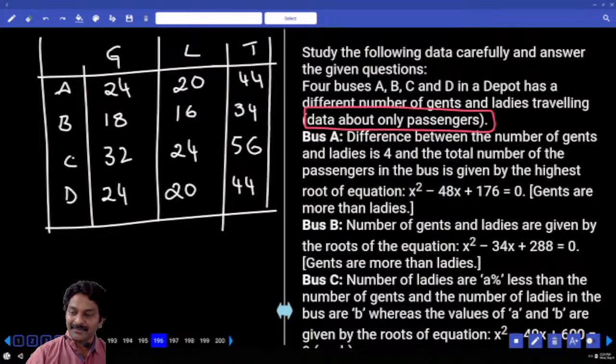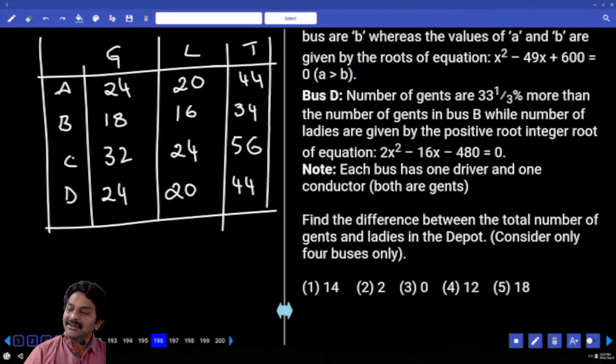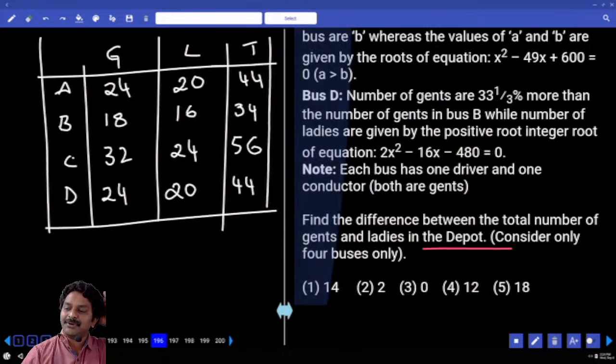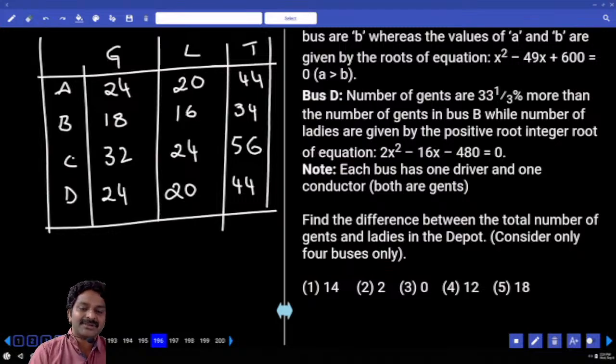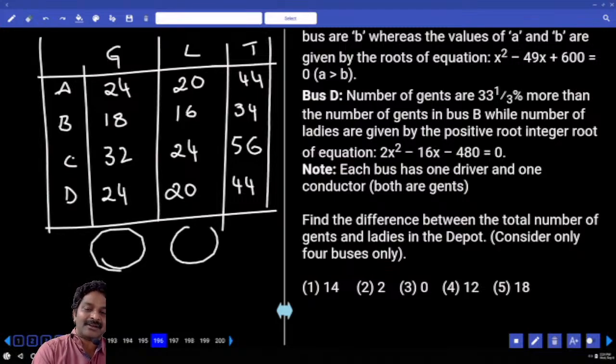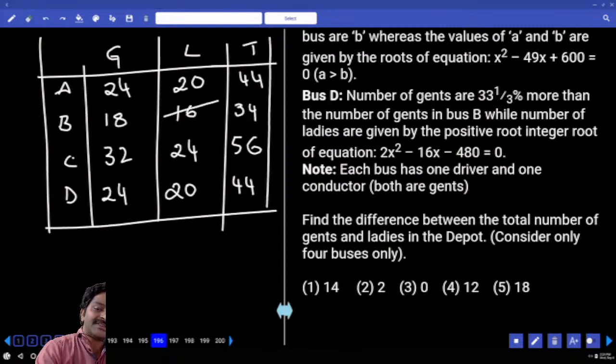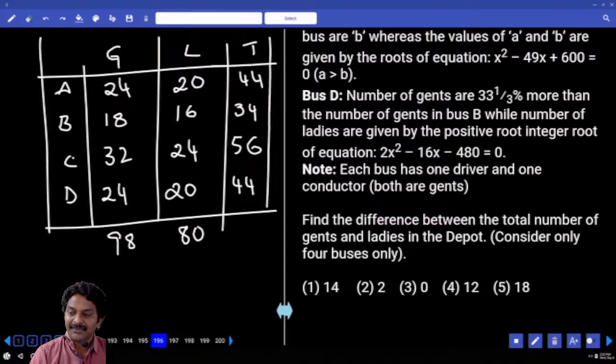Is that okay? Right. Find the difference between the total number of gents and ladies in the depots. Consider all 4 buses. Yes, we have only 4 buses. We need to calculate how many gents and how many ladies there are. 16 plus 24, 20 plus 20, 40, 40, 80. Okay, keep it aside. 18 plus 32, 50, 50, 24 plus 24, 48, 50 plus 48, 98. And we were asked to calculate the difference, which is 18.